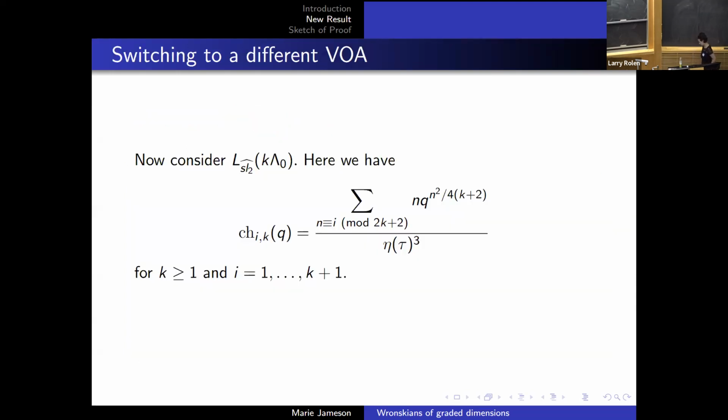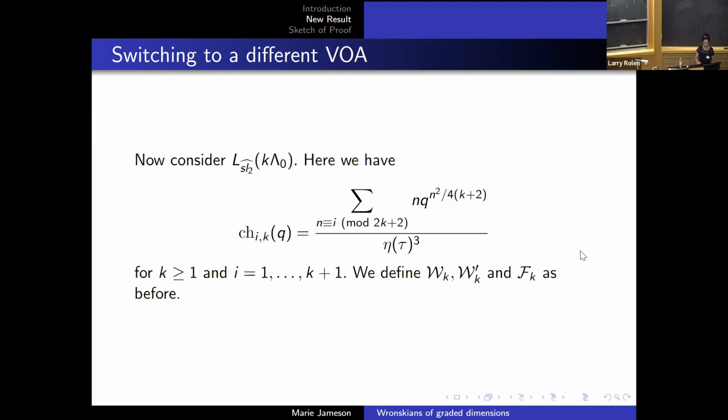So I want to switch gears and switch to a different vertex operator algebra. This is a vertex operator algebra associated to the Lie algebra SL2 hat. It's a rational vertex operator algebra. And again, for every fixed value of k, you'll get a bunch of characters. These are the characters that you'll get. If you fix a k, there are k plus 1 characters. So they all look like this.